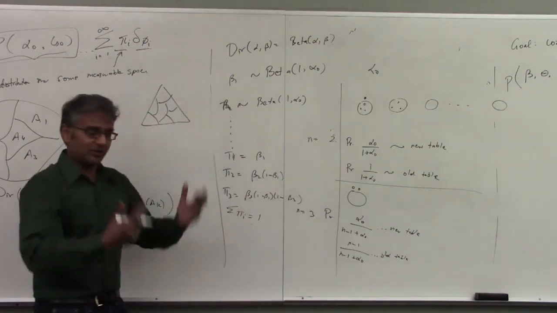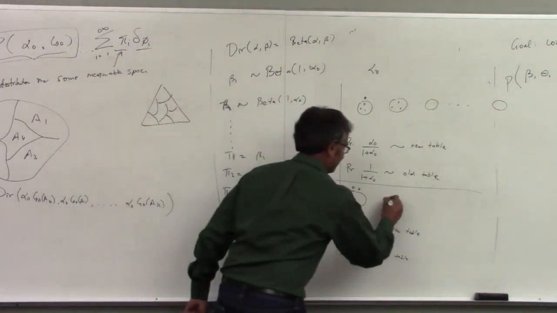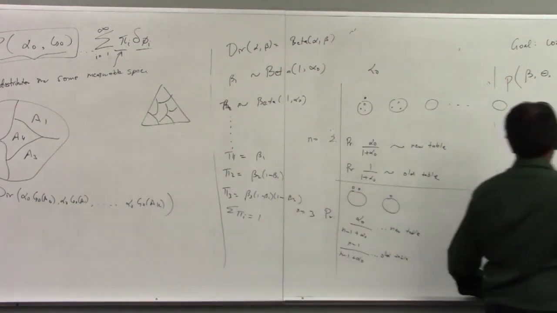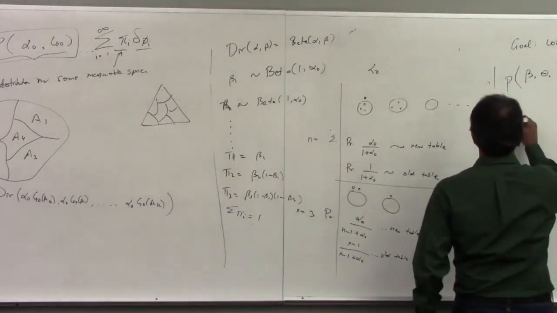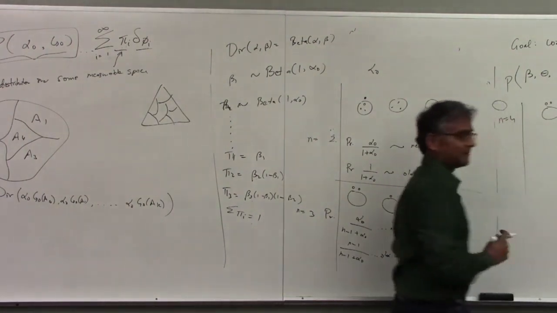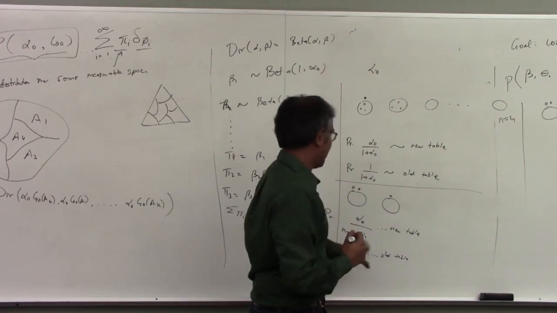So let's say the person tosses the coin and says, no, we're going to go to a new table. So they come here. Okay, now we get n equal to 4. Now what happens? So our picture looks like this. I have two people here. I have one person here. Okay? So now we construct the denominator.